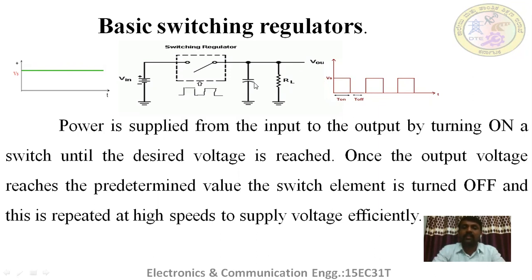So if you increase the duty cycle, you can increase the output voltage. Or if the T on is increased, the output voltage is increased. If T on is decreased, the output voltage is decreased. That is, there is a direct relationship between the duty cycle and the output voltage. Okay, move on to next slide.